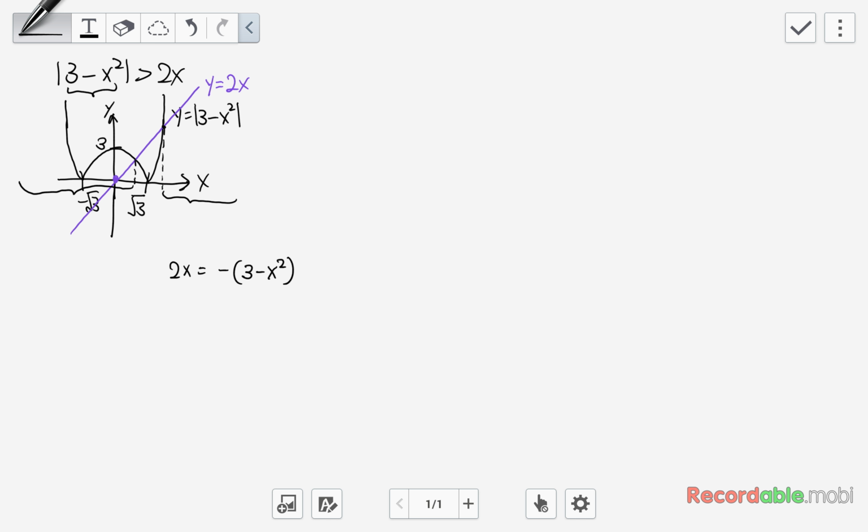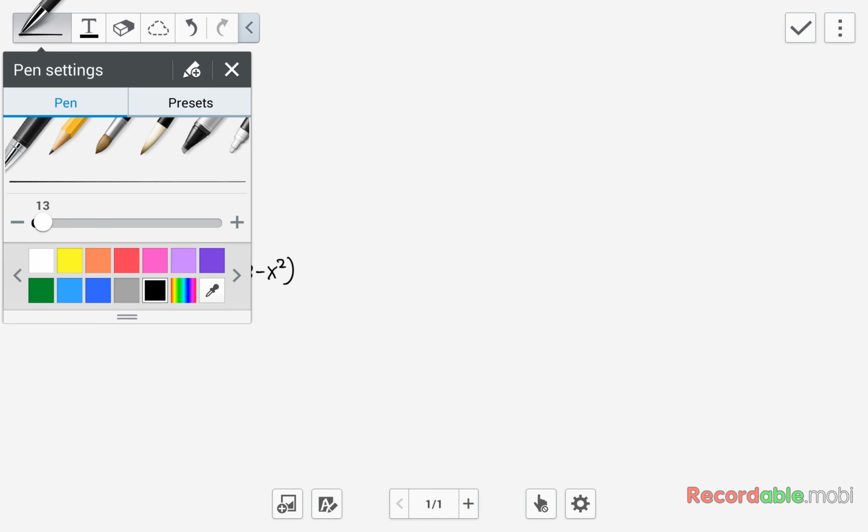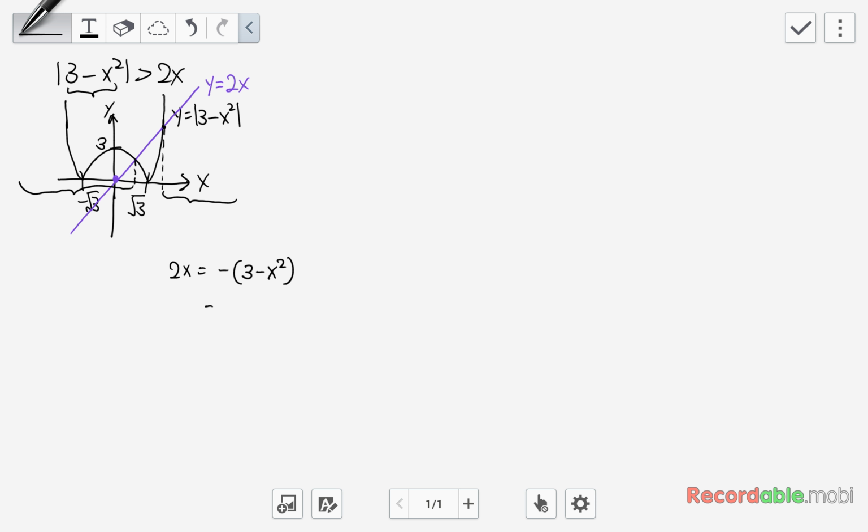So let's see what happens. So we have minus 3 plus x squared, and this 2x I bring over, so it becomes minus 2x, then equals to 0. Right. And so how do I solve this? This one, basically I just let it be (x minus 3)(x plus 1) equals to 0.